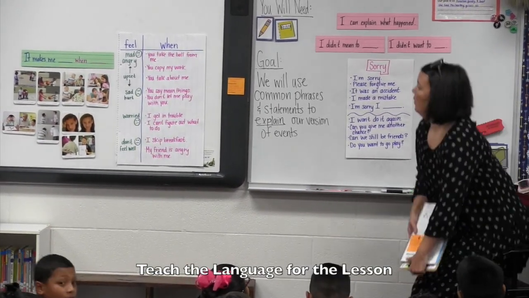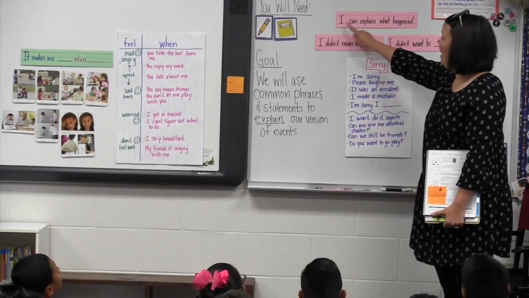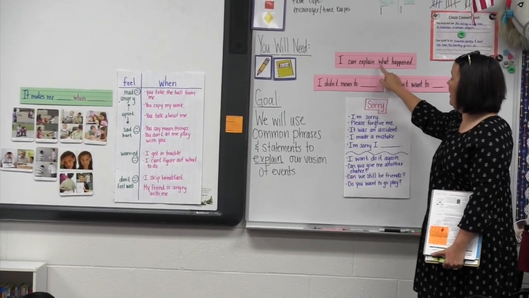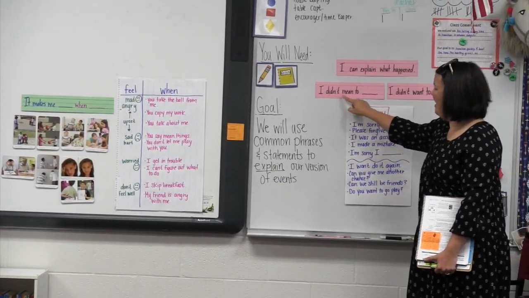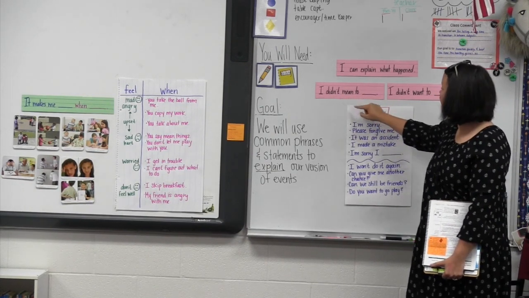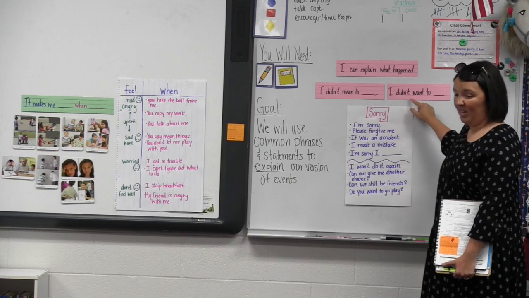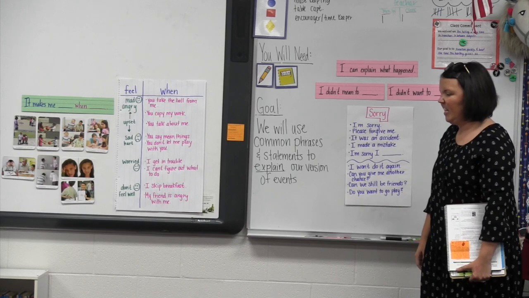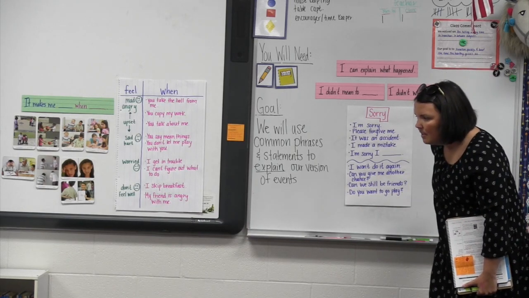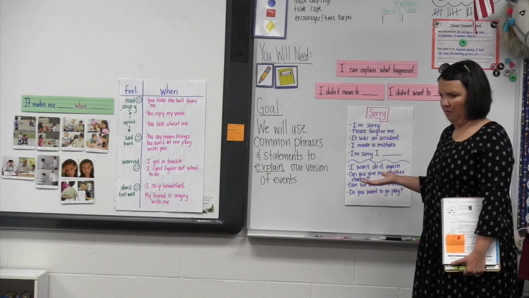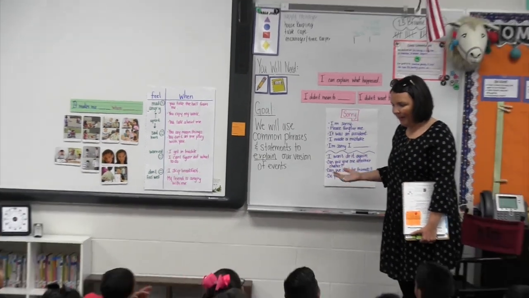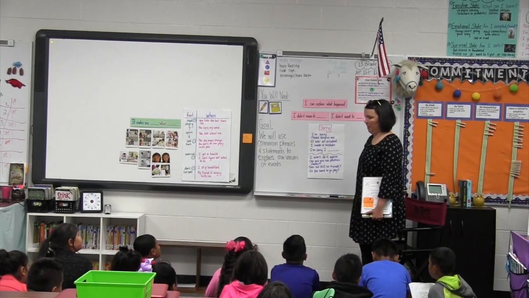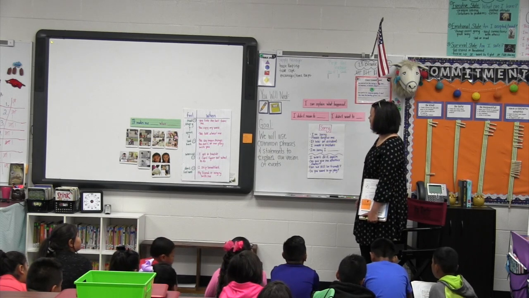So I want you to look at the language that we have on our board today. I can explain what happened. Echo me. I can explain what happened. I didn't mean to hit you. I didn't want to hit you. Hear how my voice is changing too? Am I saying it like this? I didn't mean to hit you. Did I say it like that? No, why? I don't want to say it like that. Are they going to believe me then? Are they going to really think I'm sorry if I'm talking in that kind of voice? No, they're not. They're going to be like, yeah, you did mean to hit me. That wasn't very nice. Okay?